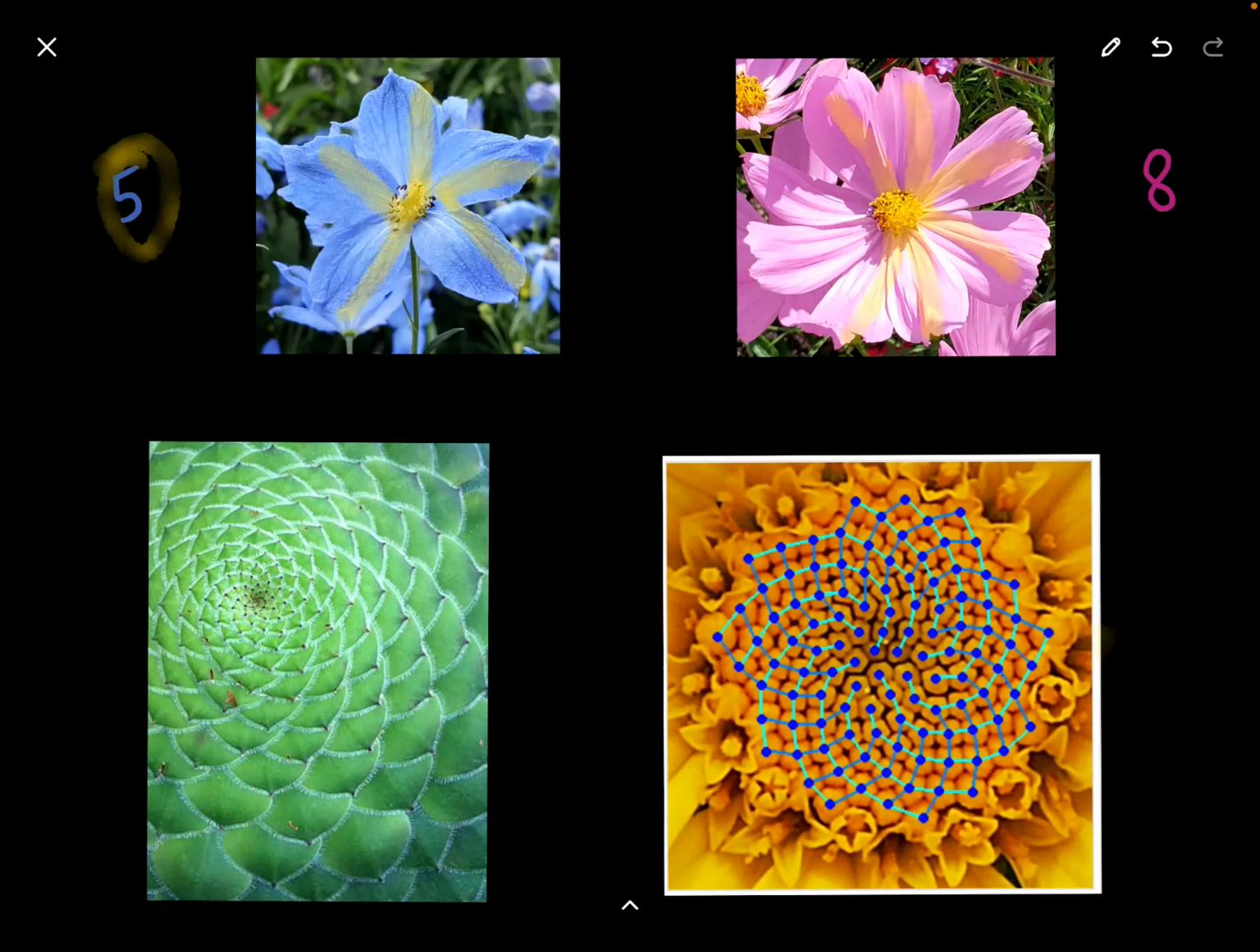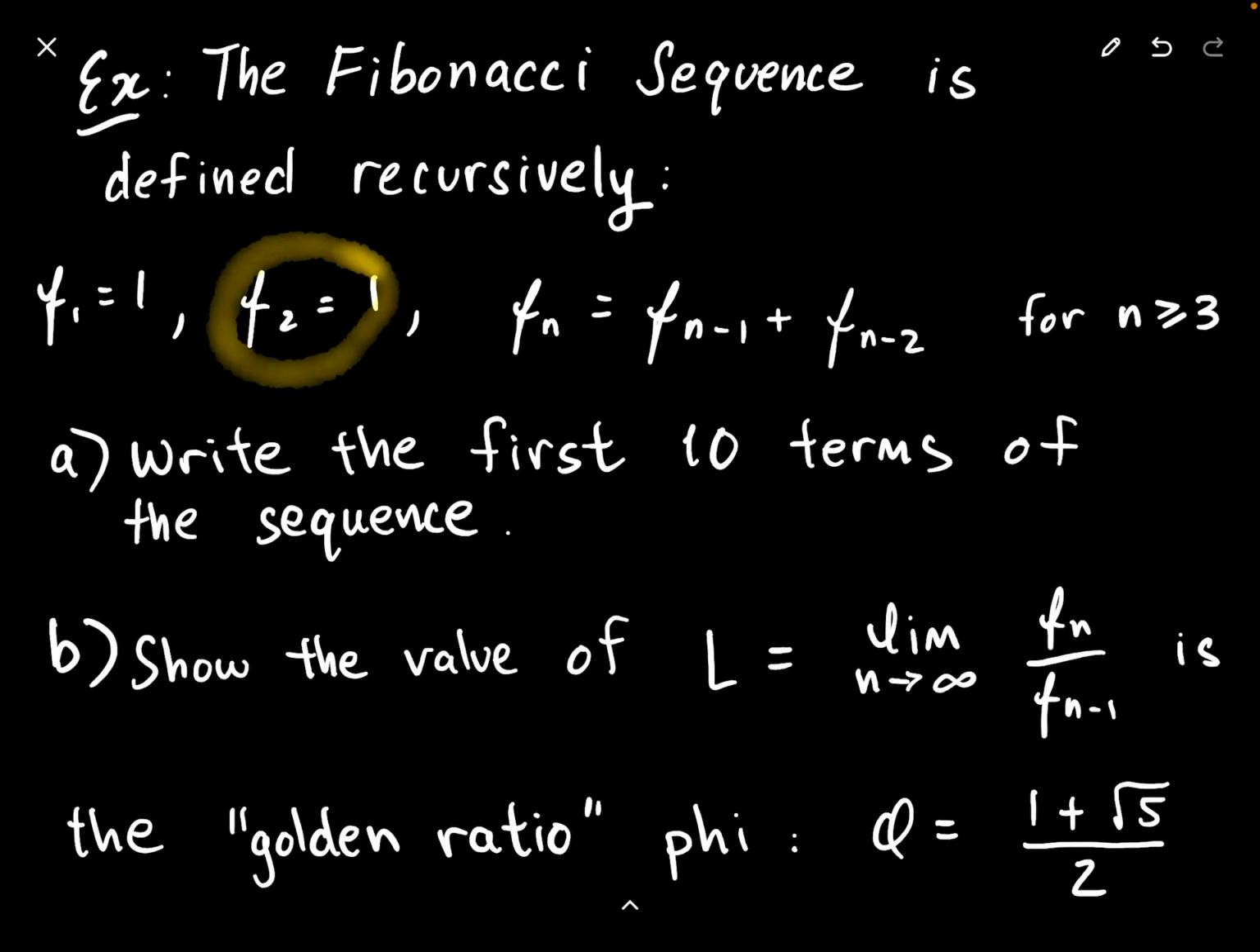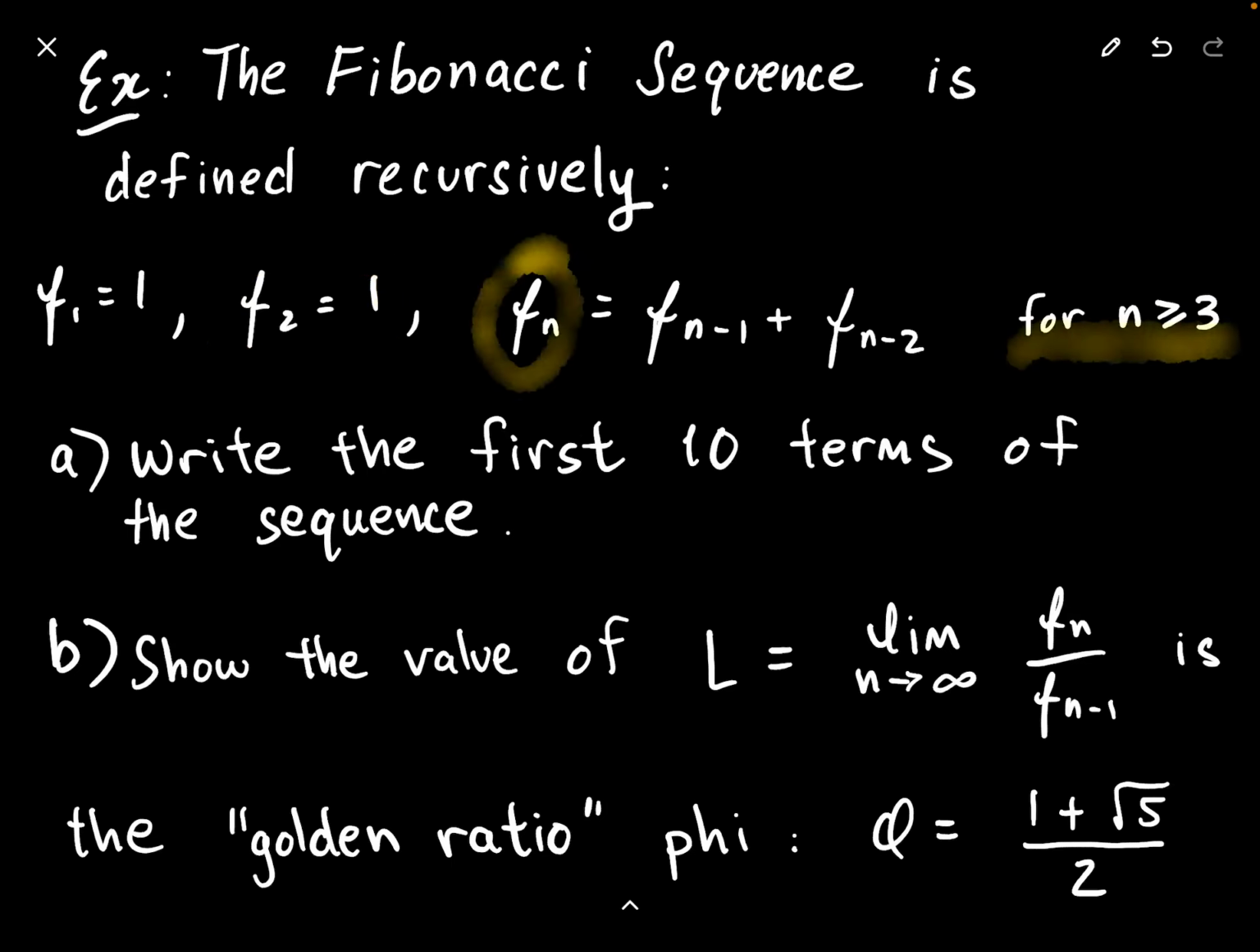You can also find these numbers on the outer spirals of a pine cone, pineapple, or even the number of fingers on your hand. The Fibonacci sequence is defined recursively. The first term is 1. The second term is also 1. For n greater than or equal to 3, f_n is equal to f_(n-1) plus f_(n-2). So in this way, a term is the sum of the two previous terms.